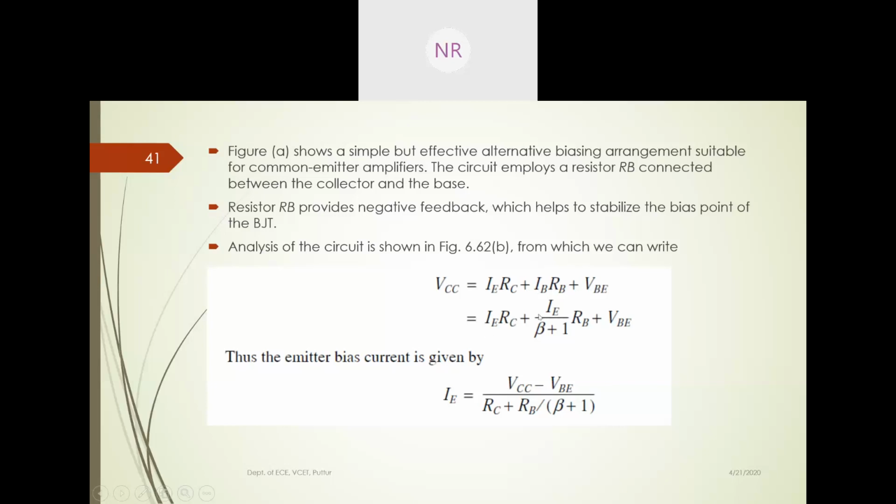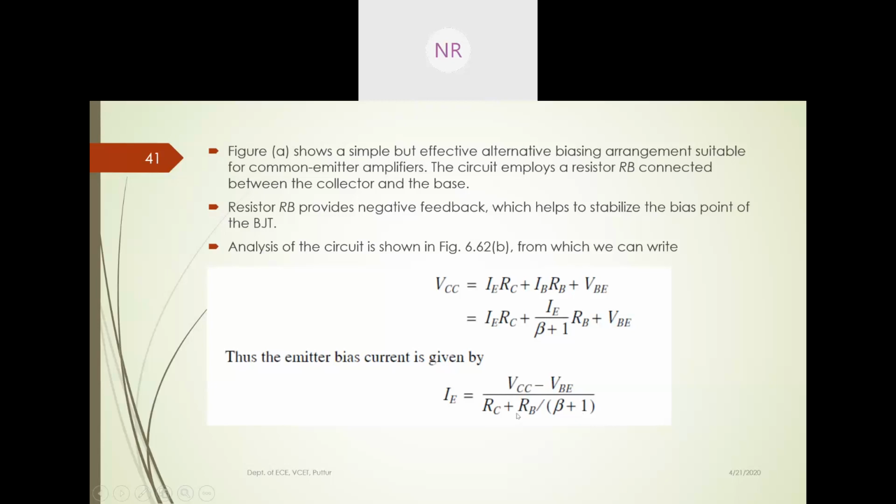So IE into RC, we don't know what IB is, so IB can be written as IE divided by beta plus 1, into RB plus VB, and thus the emitter bias current IE is VCC minus VB. See, we don't have bias voltage VB now. Instead of VB or VTH, we have VCC now. So IE is VCC minus VBE divided by RC plus RB divided by beta plus 1.